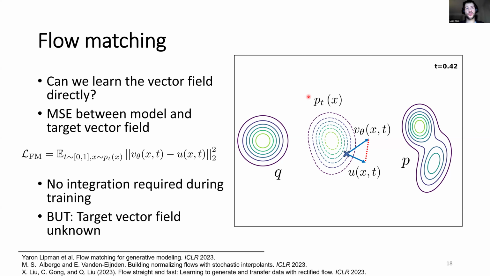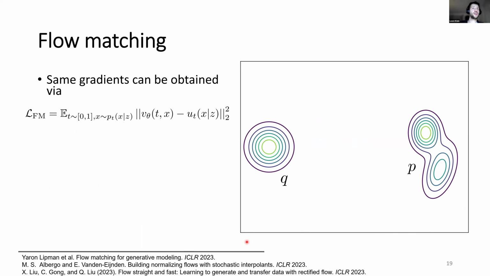But if we had access to such a loss, we wouldn't require to perform the integration during training and therefore could scale the method significantly. And these three works, more or less in parallel, proposed how this can be achieved. And this is with a conditional flow matching objective like this. So in contrast to before, now this marginal distribution as well as the vector field is conditional, and there are different ways to condition this. There are different parameterizations possible.